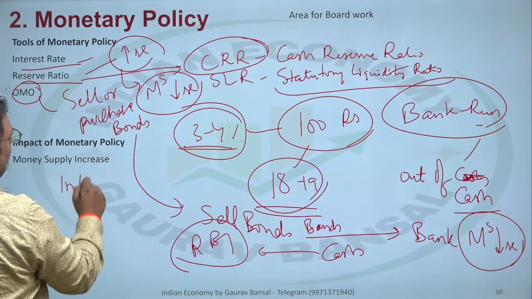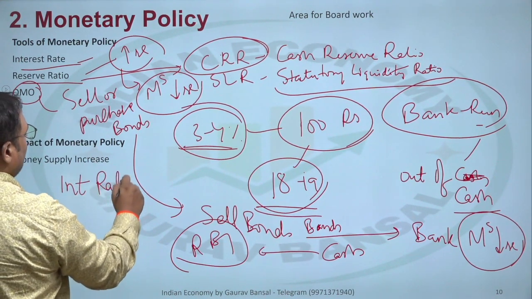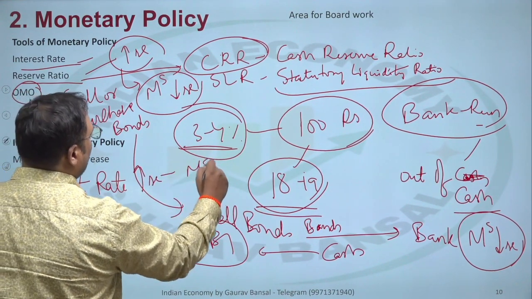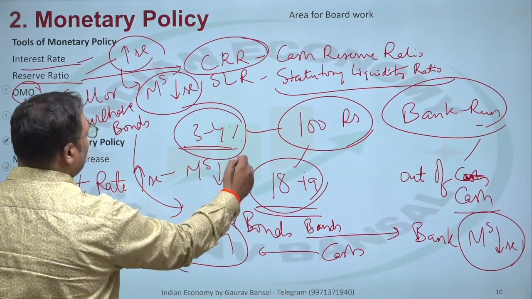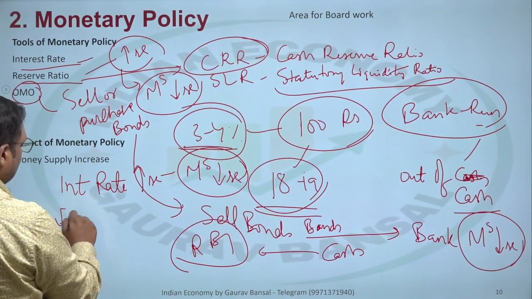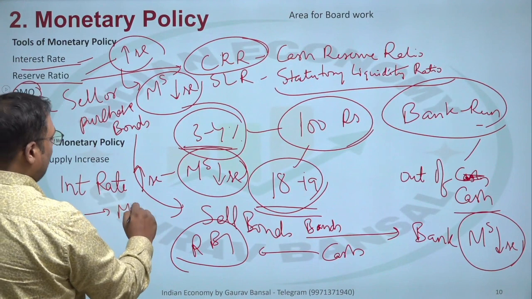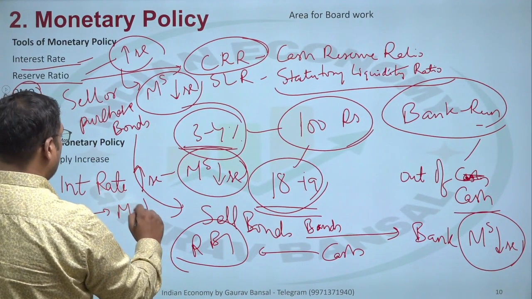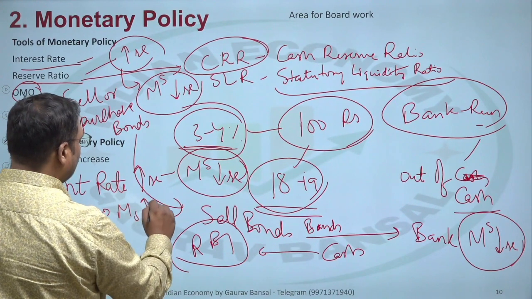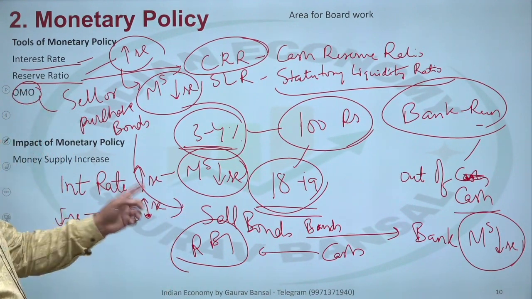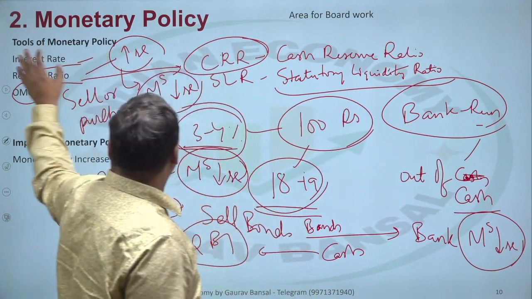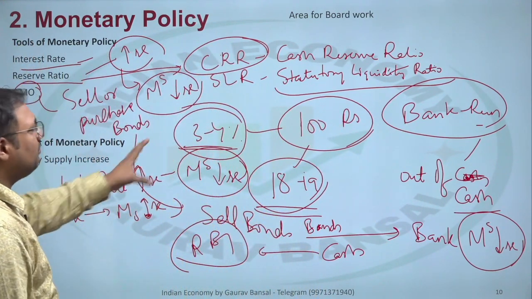If interest rate increases, money supply decreases. Simply. And when interest rate falls, money supply increases. I accidentally said this wrong. Money supply increases. Now, we have discussed what happens when we tweak these, but what happens when money supply changes?